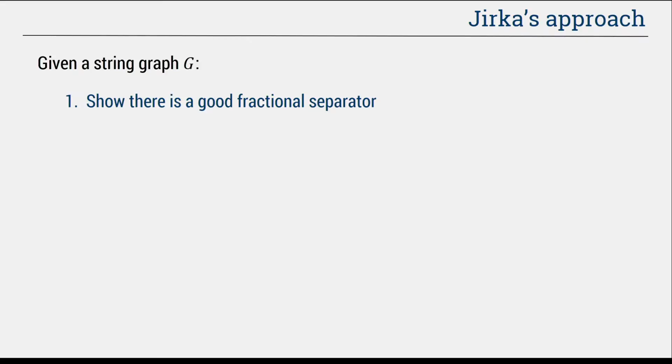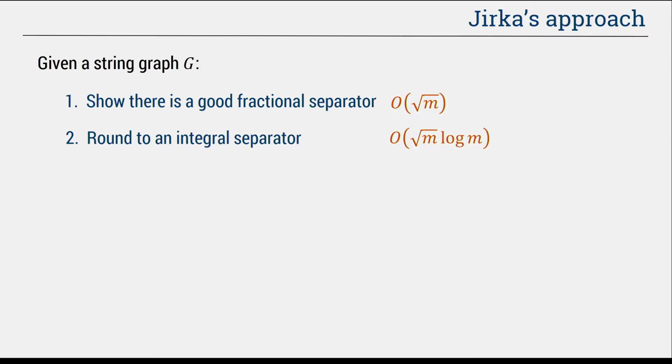So what was Matoušek's approach? It's very simple. Given a string graph, you want to show that it has small separators. So the first thing you do is show that there's a good fractional separator, some linear programming relaxation of a separator. Then you round it to an integral separator. That's the argument. This step, you get the tight bound of root m. I'll explain the steps in a second. This step, you lose a log m. And so what we're going to do today is shave this log m factor.